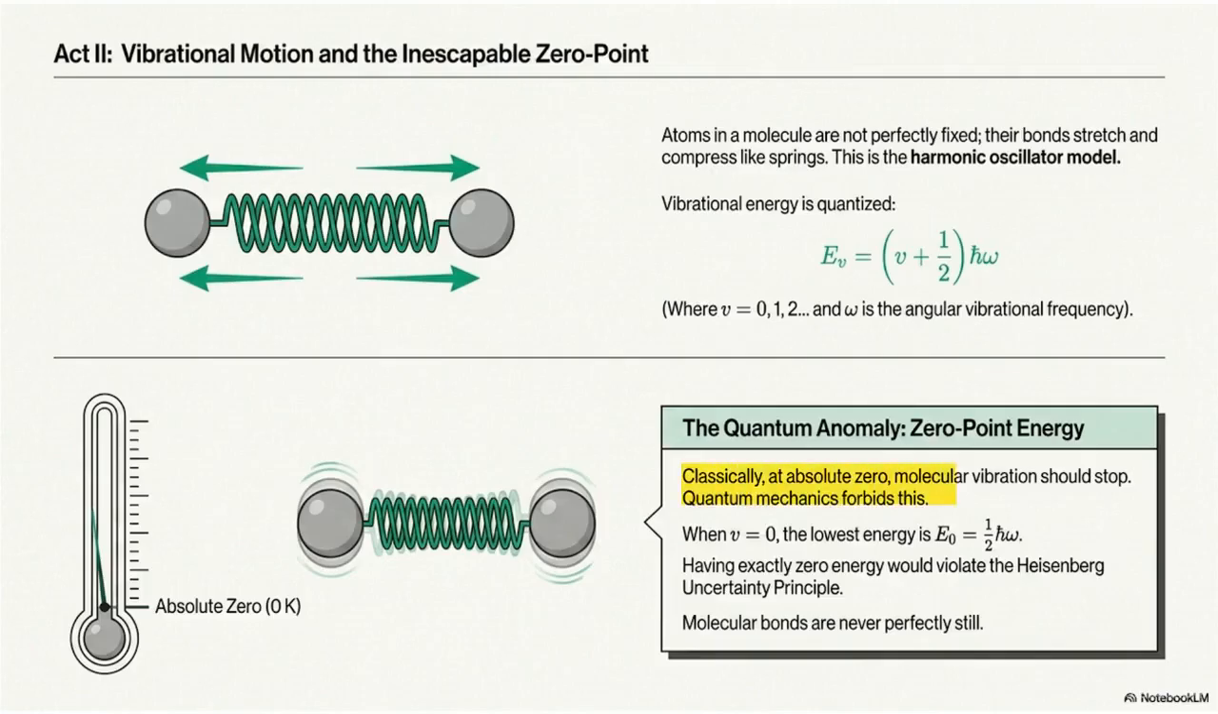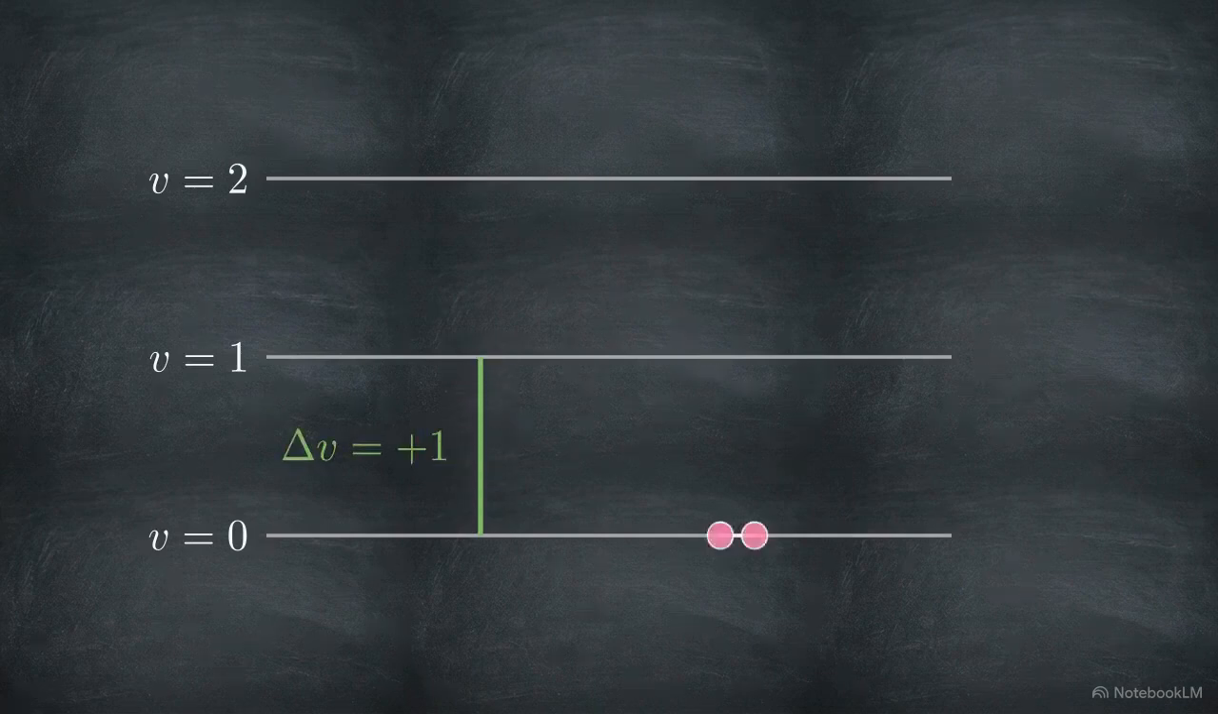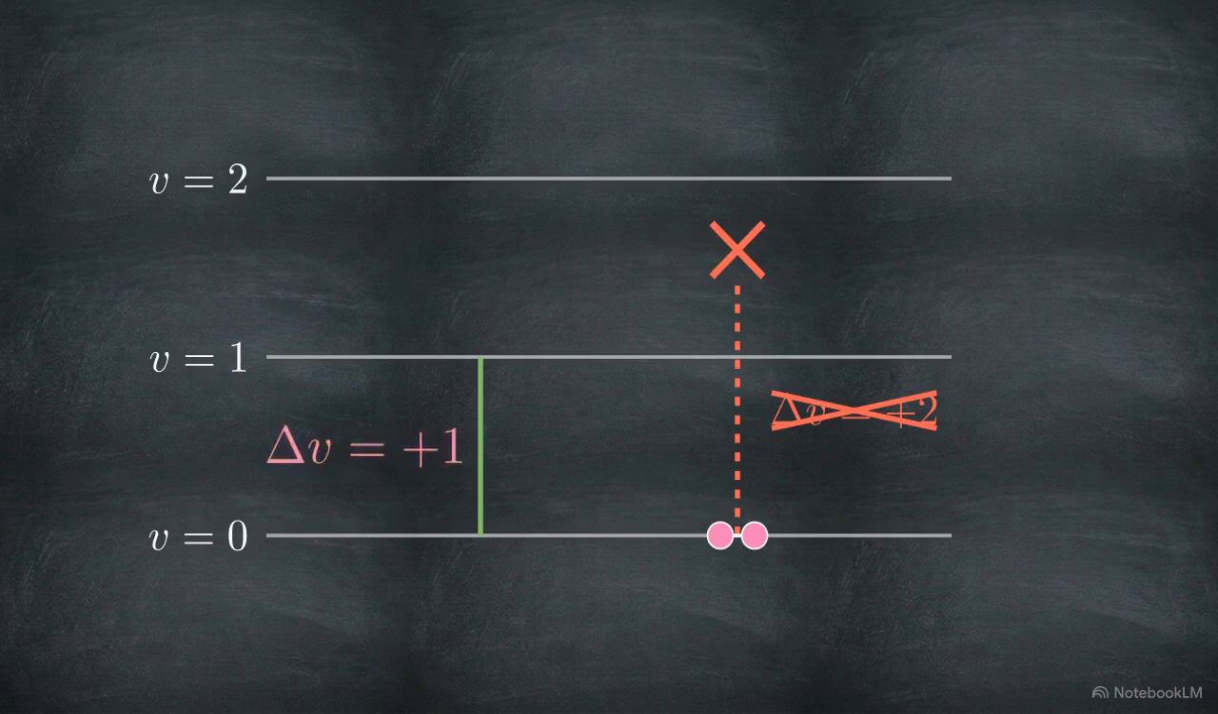At absolute zero, classical mechanics suggests all motion stops. Quantum mechanics forbids this. Having exactly zero energy violates the Heisenberg uncertainty principle. Even at absolute zero, a molecule retains a baseline zero-point energy. Its bonds are never perfectly still. For a perfect harmonic oscillator, the fundamental vibrational selection rule is rigid. A molecule can only transition up or down by exactly one vibrational quantum number.